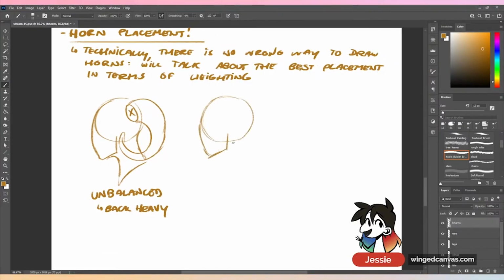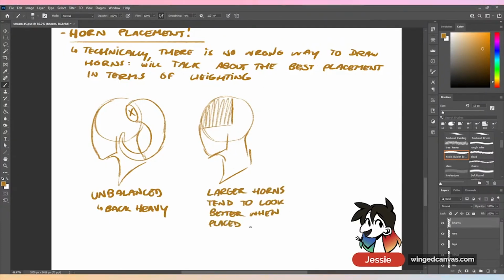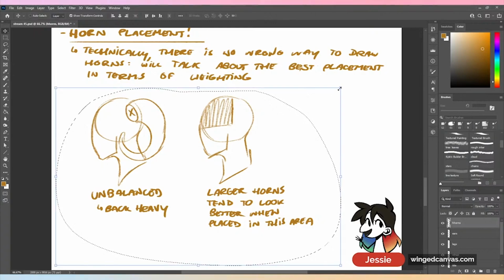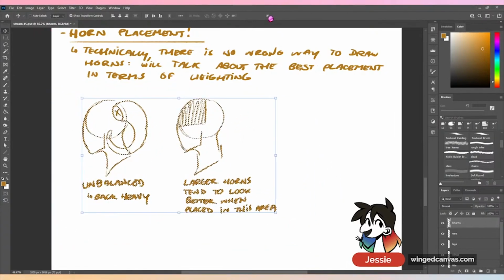Generally, with larger horns, I tend to give this rule. Larger horns tend to look better when placed in this area. Right, so this quadrant, this area on the front of the head, starting from the middle top of the head or the middle side of the head, going down to the forehead, tends to look better when you're placing larger horns in that area. So that's ram's horns, that's deer horns, that's demon horns, whatever you're going for.